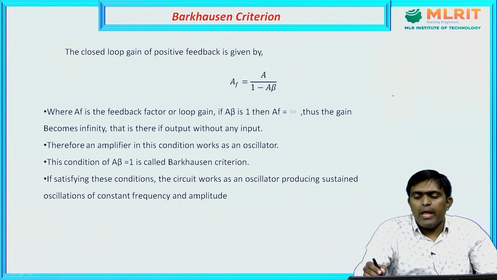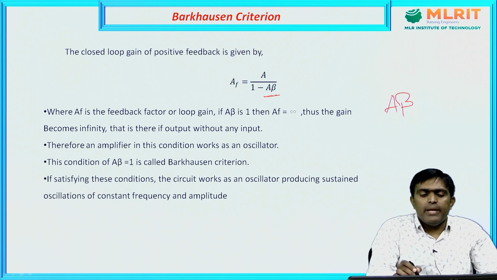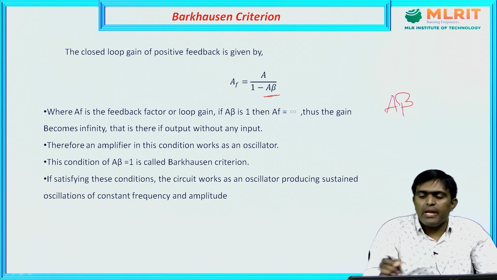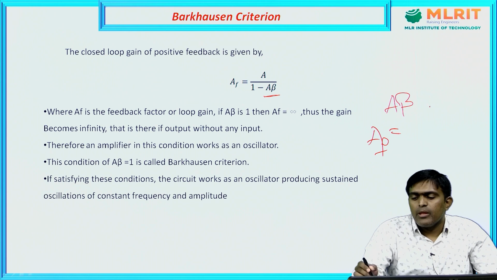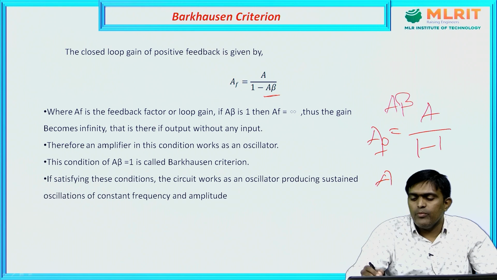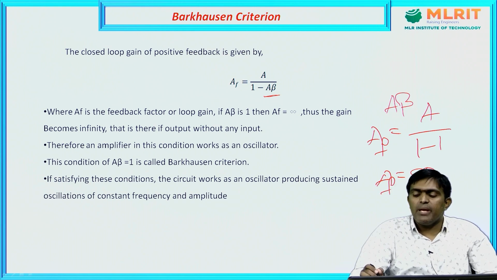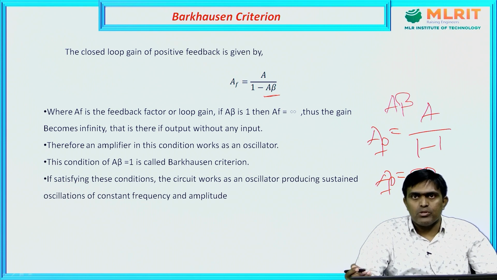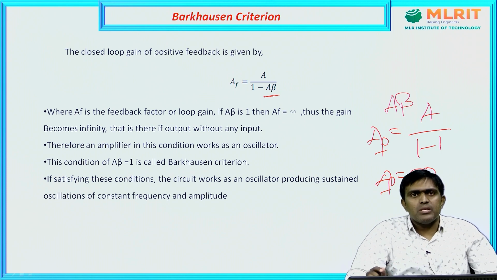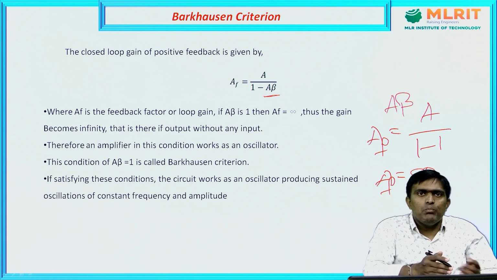When the term A beta is equal to 1, what do we get? AF equals A by 1 minus 1. So 1 minus 1 is 0, that is AF equals infinity. That means the gain becomes infinity. So this indicates that there is an output without any input. That states the definition of an oscillator. What do you mean by oscillator? Without any input, we get the output.